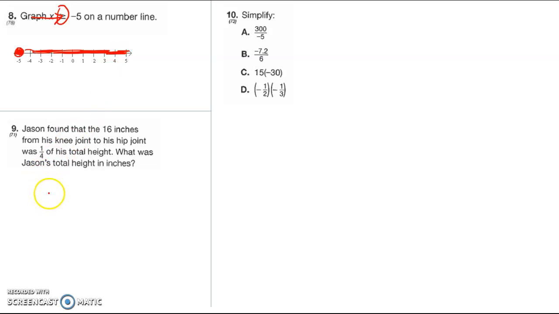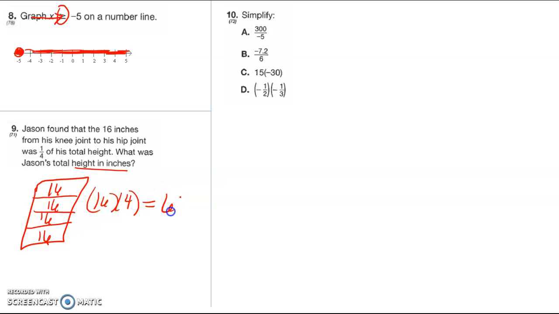Jason found that 16 inches from his hip joint was 1/4 of his total height. 1, 2, 3, 4. 16, 16, 16, 16. What was his total height? Well, it's 16 times 4, which is 64.